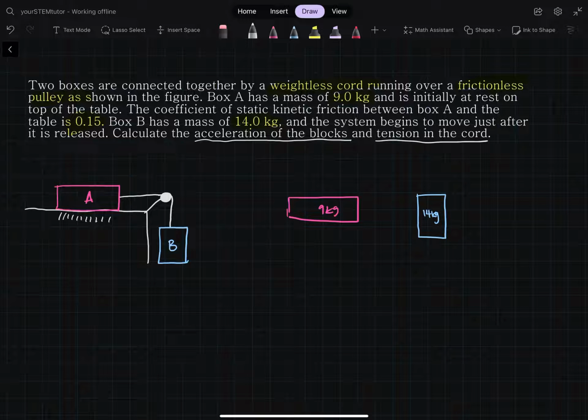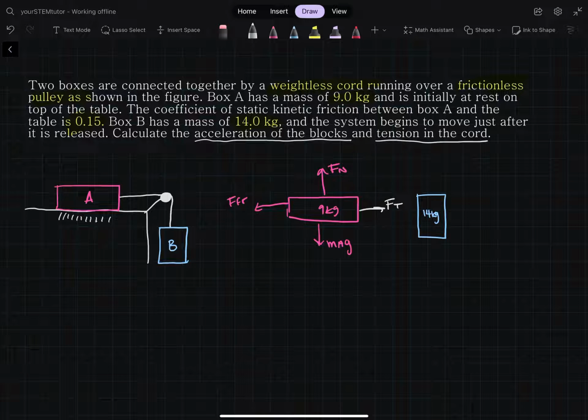Okay, so first we need to draw out all the forces acting on each block. So for block A, we have the normal force, since it is sitting on a table. We have its force of friction, pulling in the opposite way of the acceleration. Force tension, which is caused by the cord. And then we have the force of gravity A, which will be m_A times gravity. But actually, since the blocks share the same cord, they're going to have the same force tension, so they'll have that in common.